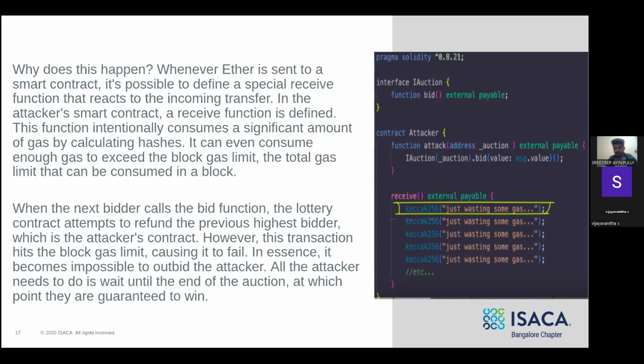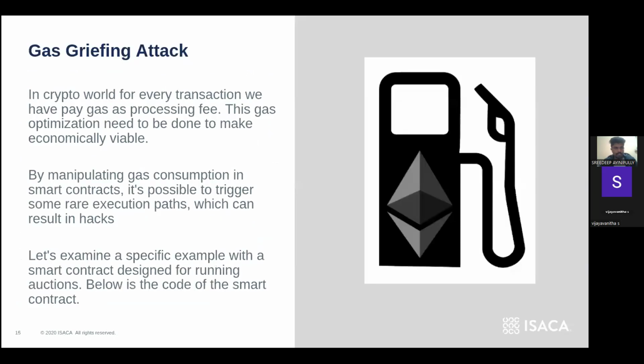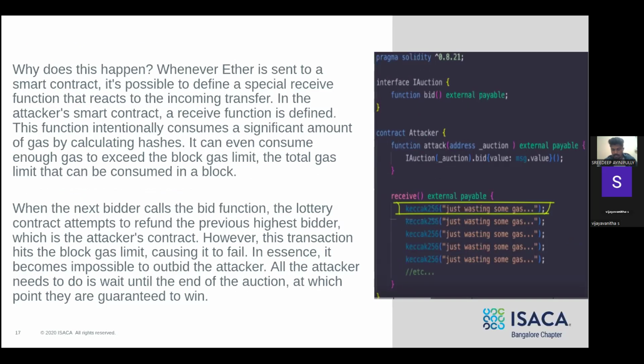Okay, so I hope the gas griefing attack is clear, because in simple words, a gas griefing attack is the attack which exploits the gas of a target contract. That's it. Because you are exceeding the limit of the block to make the contract function stop. Okay, so these are the things.